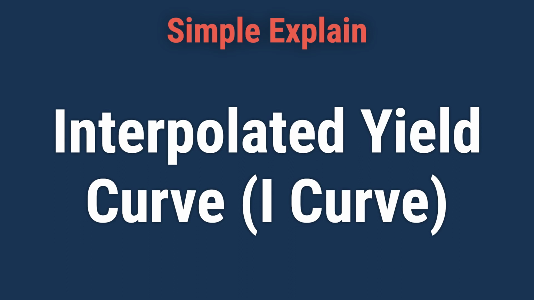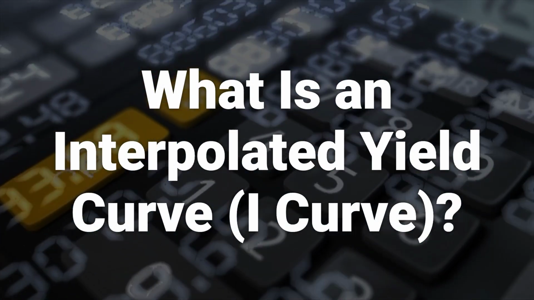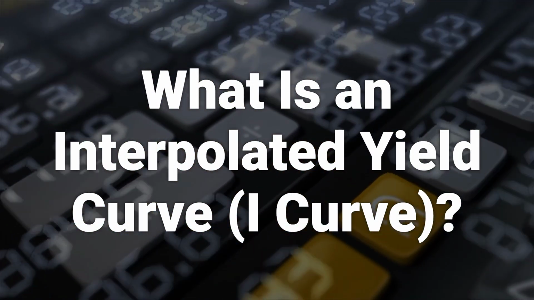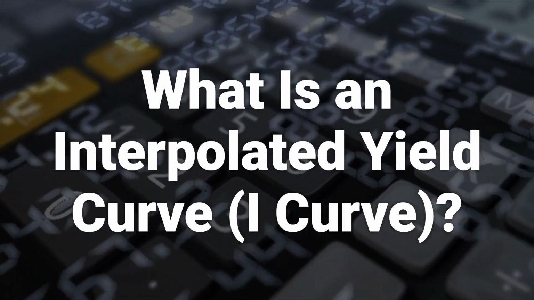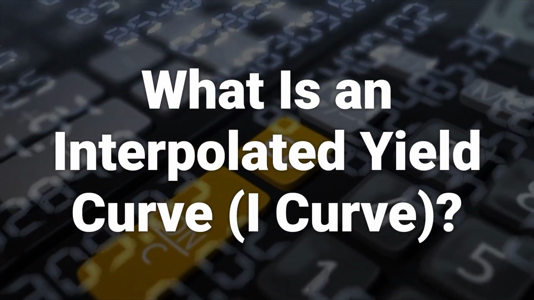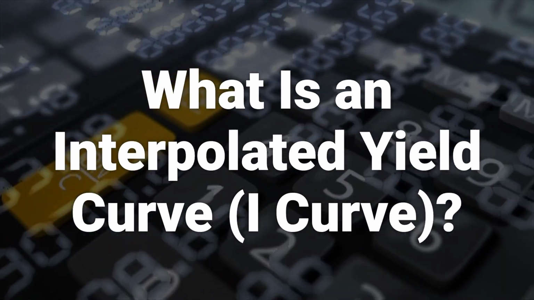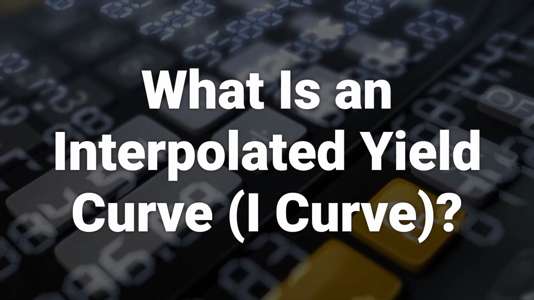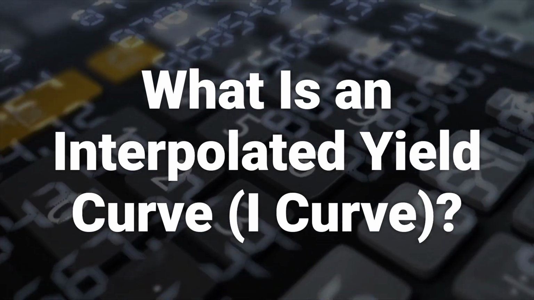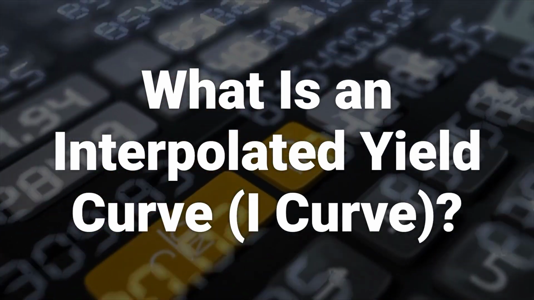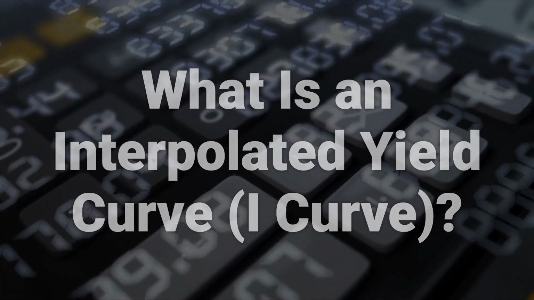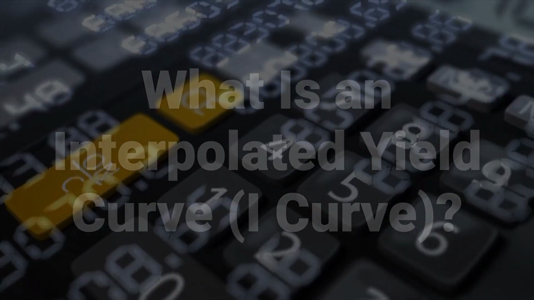Today, we will talk about interpolated yield curve, I-curve definition and uses. An interpolated yield curve is a curve derived using the yields of on-the-run treasuries. Since on-the-run treasuries are only available for certain maturities, interpolation is used to estimate the yields for maturities in between these on-the-run treasuries. This is done using numerical analysis to estimate the value of that entity.